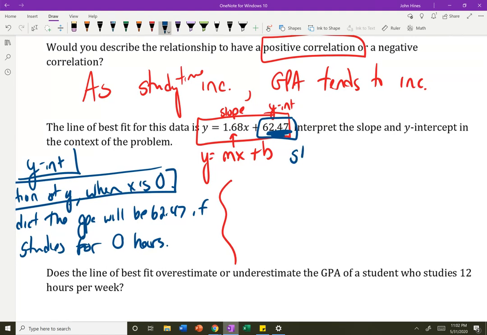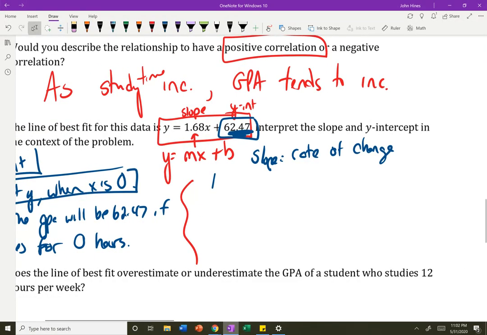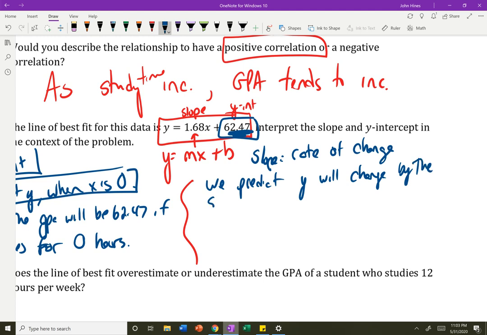And my slope is a rate of change. Remember, the slope is the average rate of change. It's our croc. It's a real throwback to the beginning of the year. So slope is the rate of change. It describes, as x increases by 1, let's start that again. We predict y will change by the slope when x increases by 1.